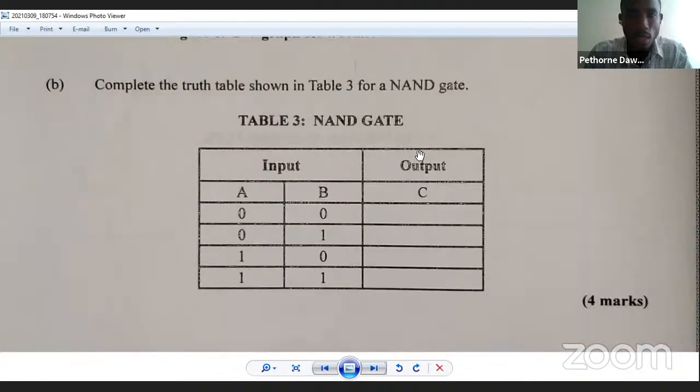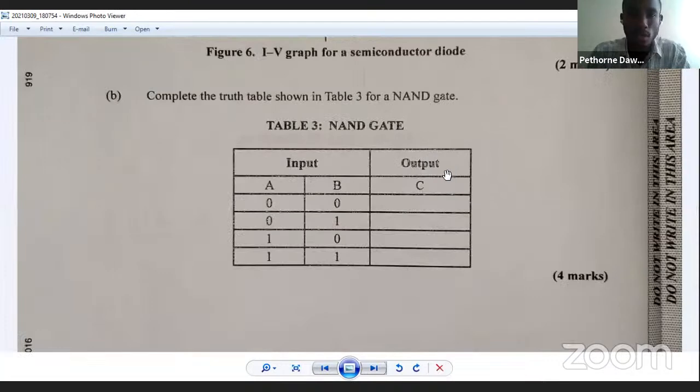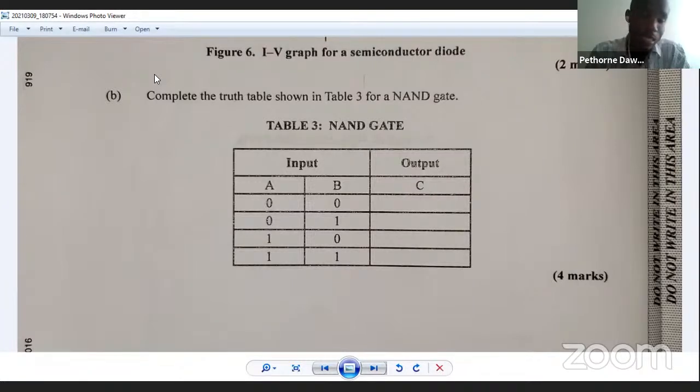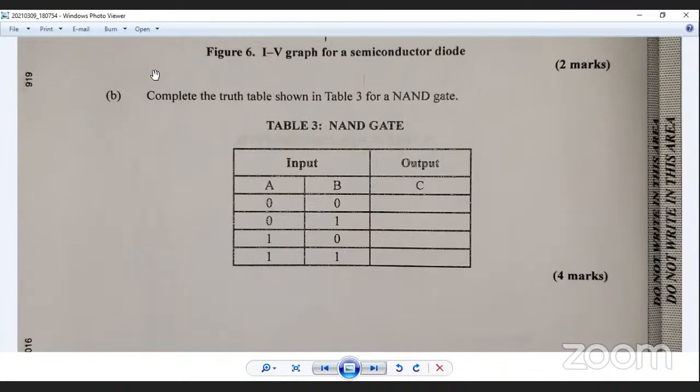Logic gates, another part of electricity that persons have a problem with. Complete the truth table in table 3 for a NAND gate. Now, does anyone know what this whole NAND gate thing is? Yes, sir. All right, good. Do you know what the truth table of a NAND gate is, Brianna? Yes, sir. All right, good.